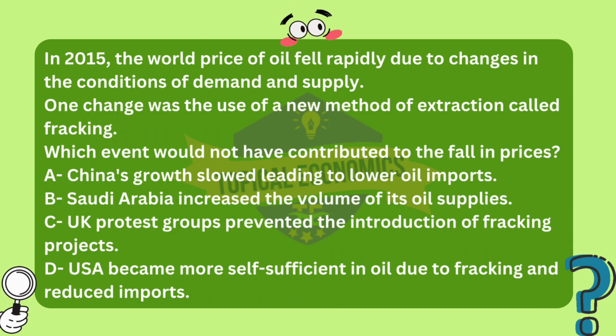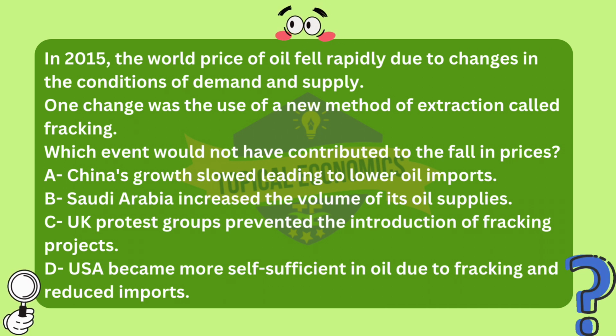Moving to question 9. In 2015, the world price of oil fell rapidly due to changes in the conditions of demand and supply. One change was the use of a new method of extraction called fracking. Which event would not have contributed to the fall in prices? A. China's growth slowed, leading to lower oil imports. B. Saudi Arabia increased the volume of its oil supplies. C. UK protest groups prevented the introduction of fracking projects. D. USA became more self-sufficient in oil due to fracking and reduced imports. This question is from year 2018 October, November version 3.